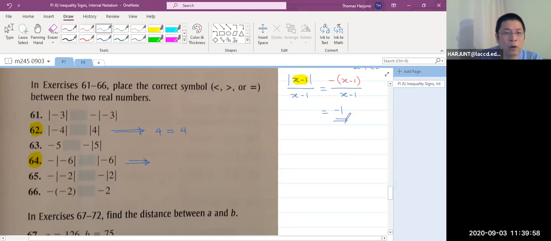How about number 64? What is negative of absolute -6? Negative of absolute -6 is -6, right? Because absolute of -6 is 6, and I attach the negative outside. Compared to absolute of -6, that's also 6. So 6 is greater. -6 is less than 6. Okay.